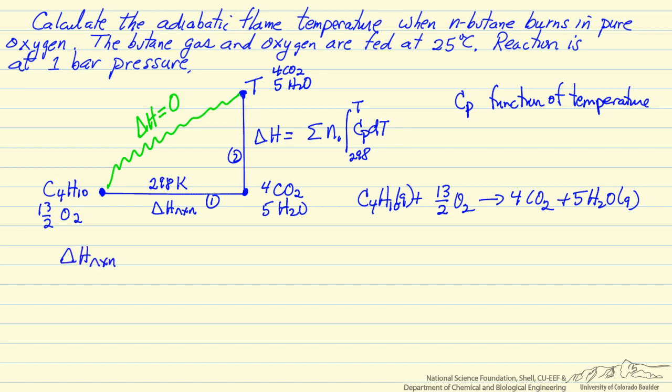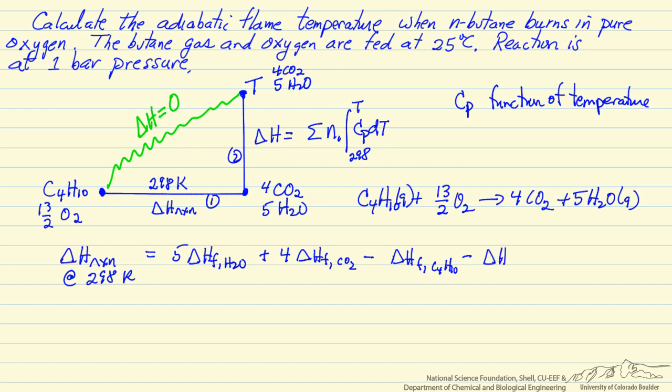So delta H for reaction, this is at 298 Kelvin. It's going to be the delta H of formation of water times 5 plus the delta H of formation of CO2 times 4 minus delta H of formation of butane minus delta H of formation of oxygen. Now this is 0 because it's an element. And so we can calculate the heat of reaction.